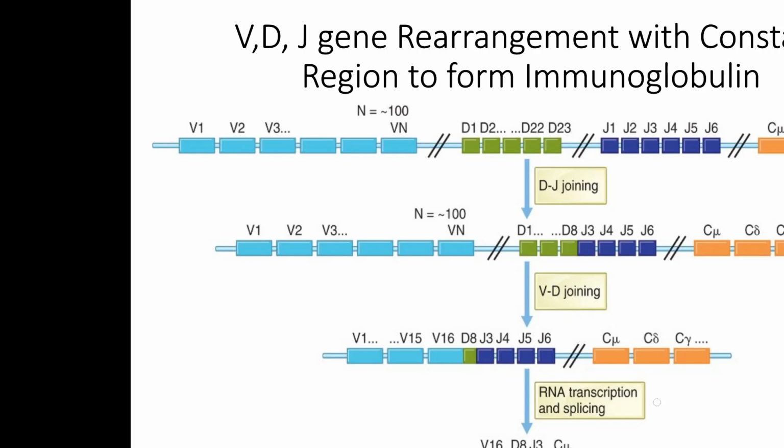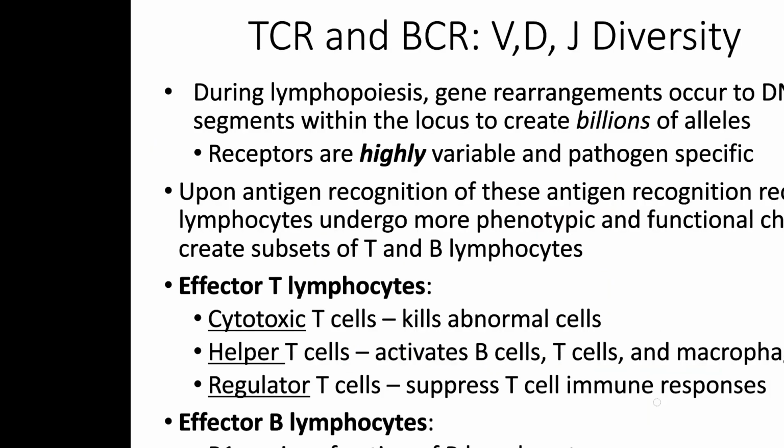This random number, if we are able to find a match with an antigen, then that VDJ arrangement plays a huge role in getting the possibility of a non-self antigen being able to be recognized. So, just with this process, we can create billions of alleles. Because of that, the receptors are both highly variable and pathogen specific.